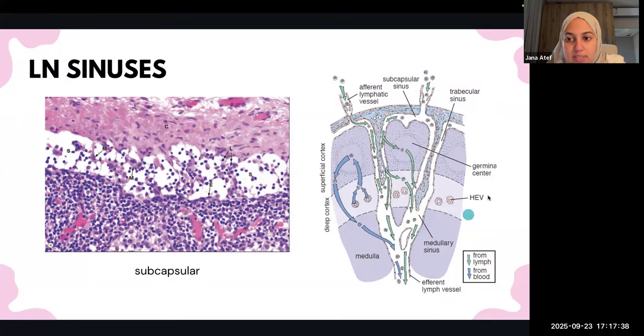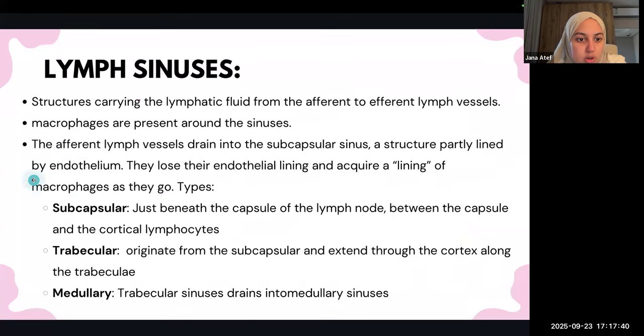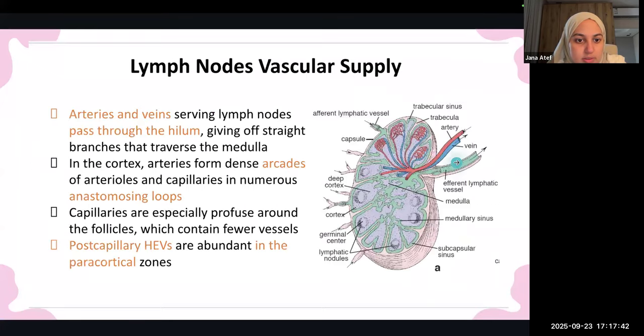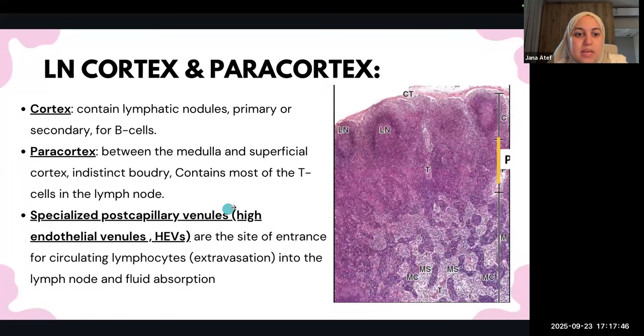There's something in the paracortex called the HEV. HEVs, high endothelial venules. High endothelial venules are the site of entrance of the circulating lymphocytes. What does that mean? Where lymphocytes come in and out, they come in through the HEVs. This is what's important.